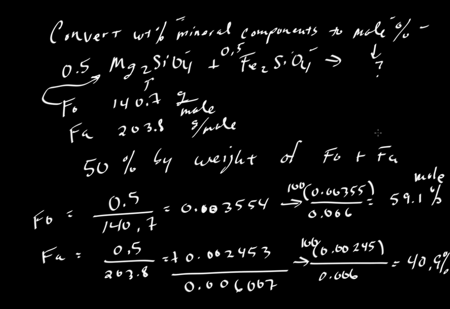And take a look at this. Even though we have 50% by weight of fayalite, or the iron end member, it's only 49% molecularly. And that intuitively should make sense. Iron is heavy, so even if we have a smaller amount of iron, it takes up a greater fraction of the total weight. Now, how would we write this?